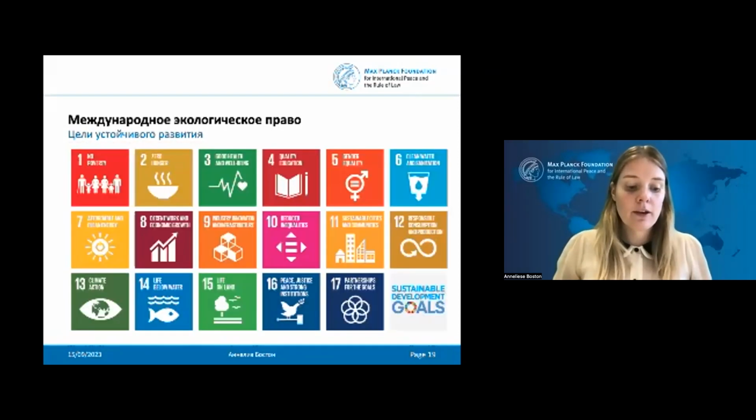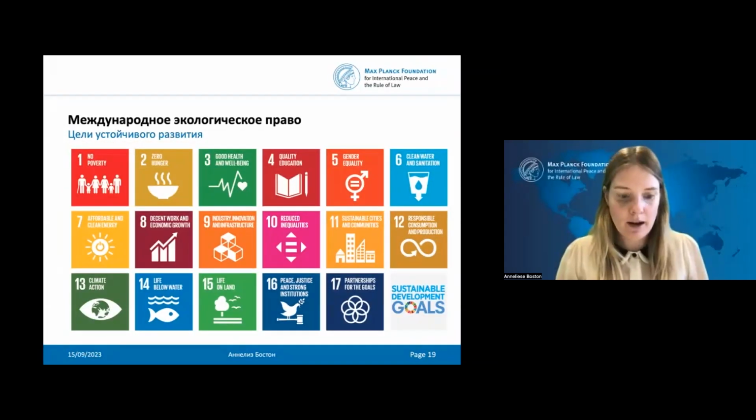The 2030 Agenda for Sustainable Development was adopted in 2015 by the UN General Assembly. It provides a blueprint for peace and prosperity. The Sustainable Development Goals are a collection of 17 interlinked objectives, which you can see here. Each objective lists goals and targets. For example, Goal 15 is life on land.